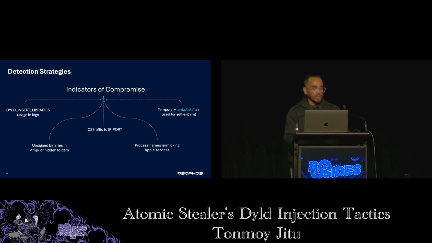Okay, so for indicators of compromise in terms of behavior, if you think that you have been compromised by AMOS or this specific variant, check for DYLD insert libraries usage in your logs. Also check if there are any binaries in your temp directory or hidden folders. Check for C2 connections to random IP addresses which are not known in your environment. And one thing I found from a set of different variants out there is that some variants actually have dedicated ports, so it would call out to ports like 999, 888. I still have no idea why they use those. They're super easy ports to spot, so do keep an eye out for that.